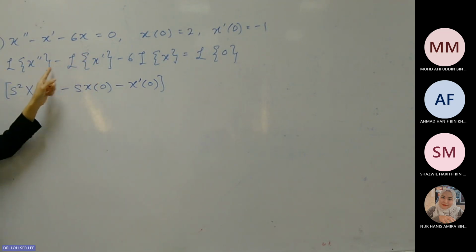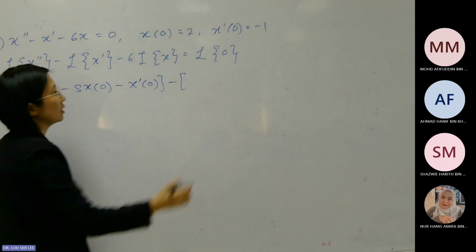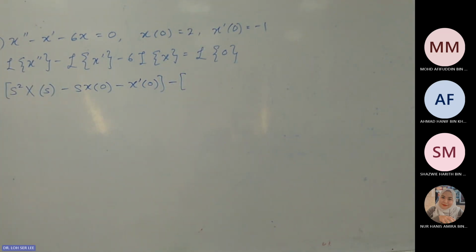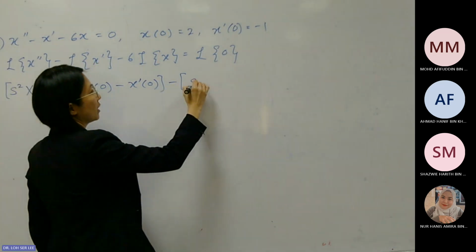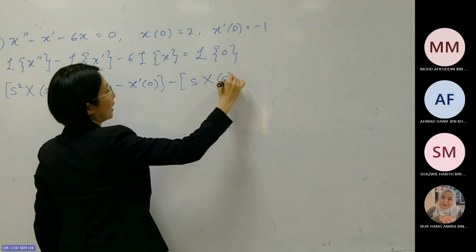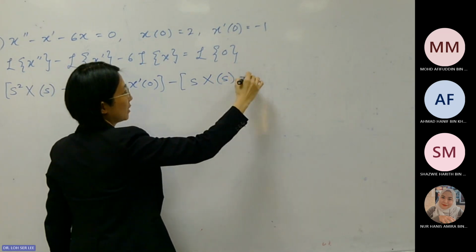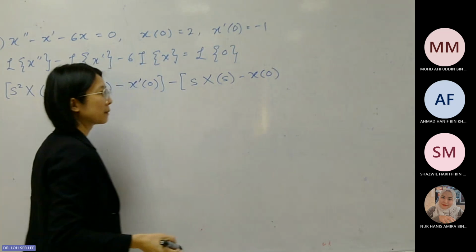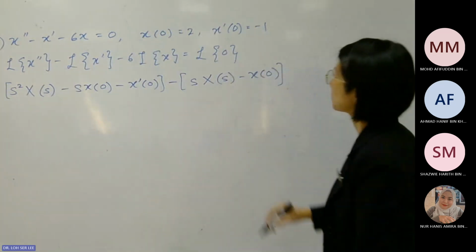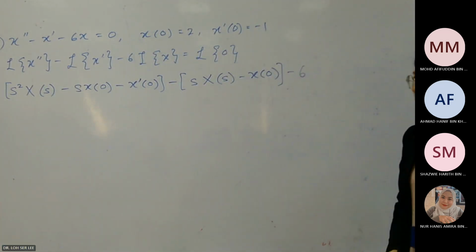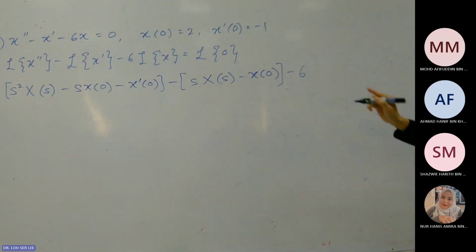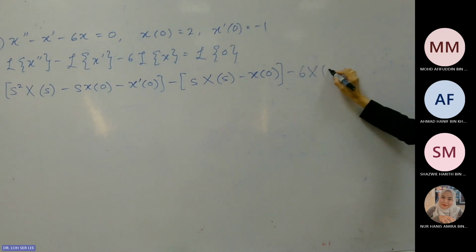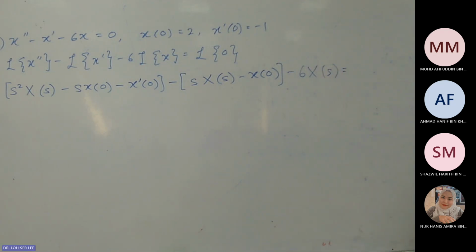For x prime, this is minus, and we give a bracket. N is 1, so you have s, X in capital in s, minus, no more s, x in 0, lowercase x 0. This x is not a derivative, so you just write the capital X in s. Laplace 0 is 0.